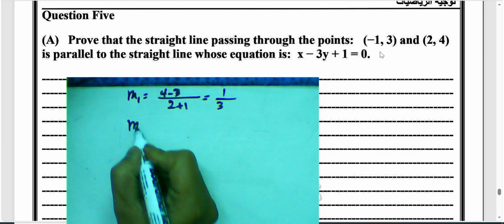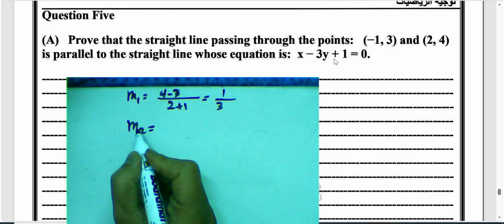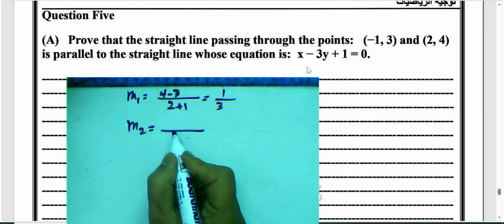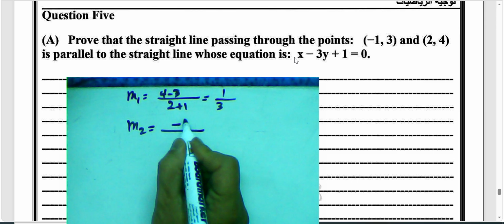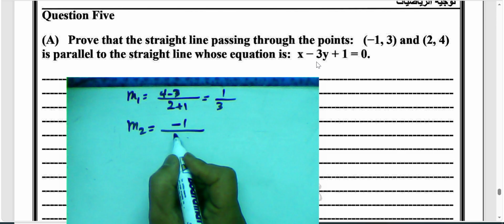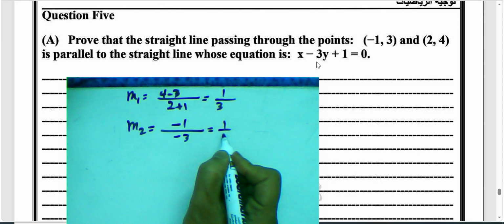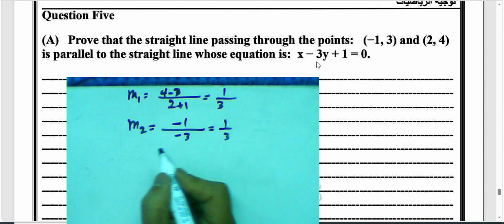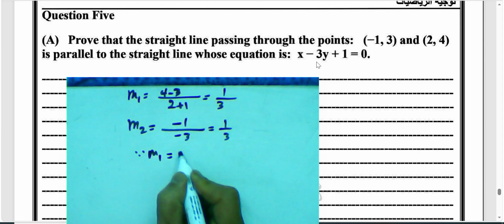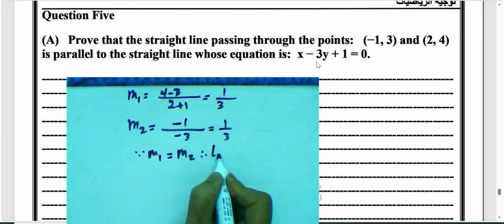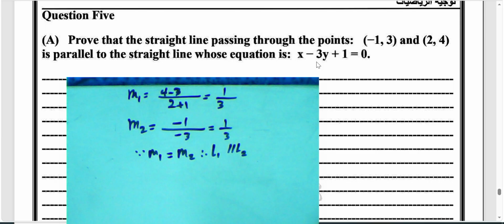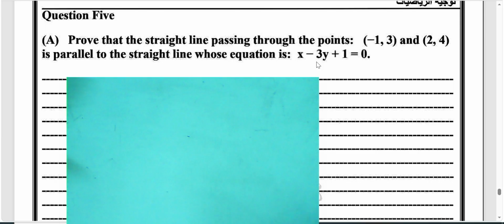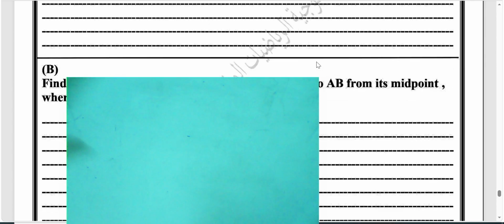Then that is slope 1. And for slope 2, you can write negative coefficient of x over coefficient of y. The coefficient of x is 1, so it will be negative 1 over the coefficient of y, which is negative 3. The result will be 1 over 3. Since slope 1 is equal to slope 2, L1 is parallel to L2. The two straight lines here are parallel because slope 1 equals slope 2.